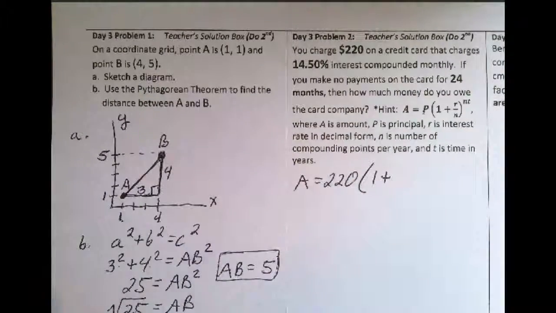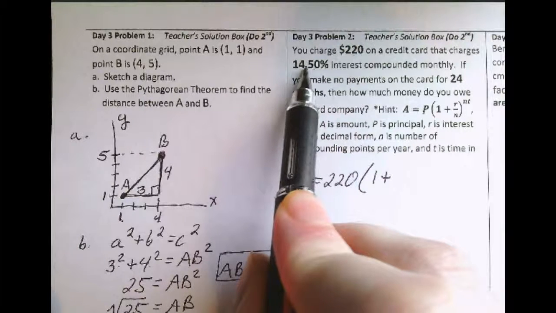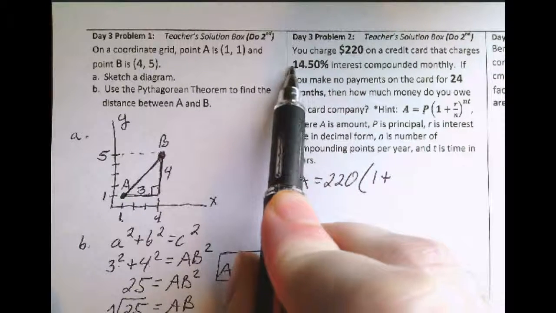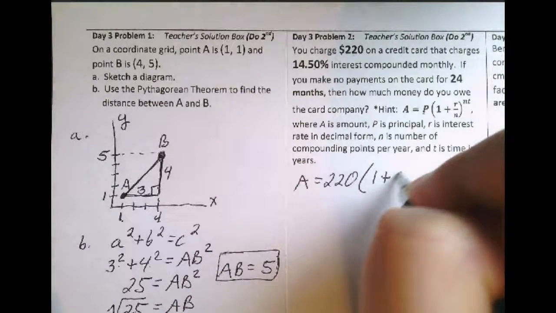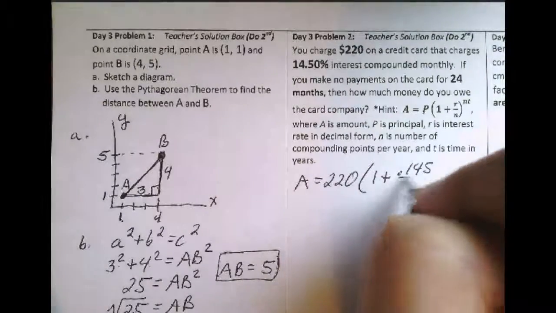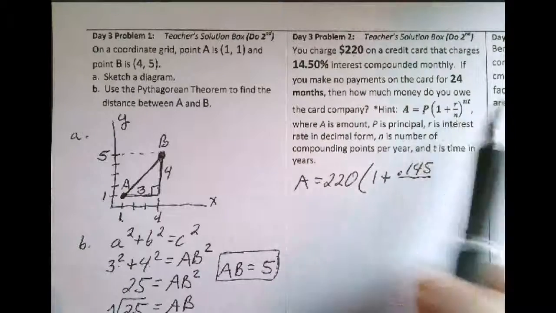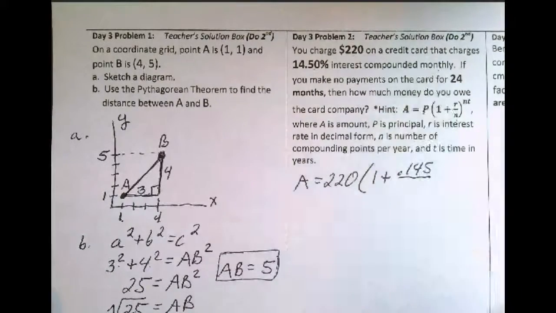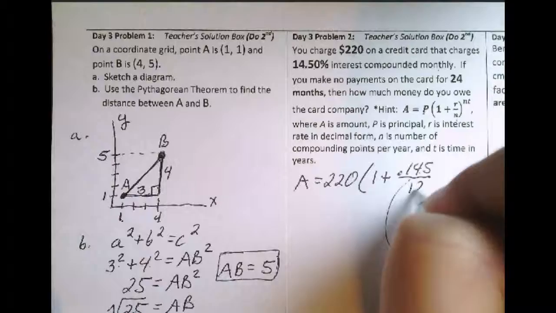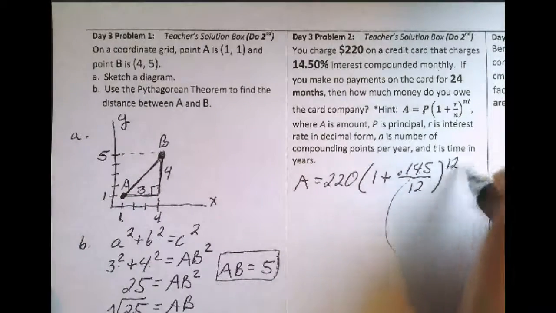For the letter R, we're going to fill in this interest rate, but convert it into a decimal. So take that dot, move it 2 places to the left. That's 0.1450. Divided by, okay, the letter N, the number of times that the interest is compounded. We're told it occurs monthly, and that means 12 times per year. In the exponent, the letter N is 12 times.